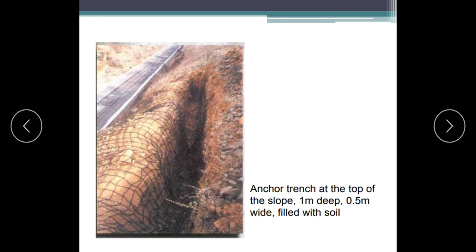At the top we have to anchor the boulder net. So an anchor trench has been made, that is 1 meter deep and 0.5 meter wide, which can be filled further with the soil.